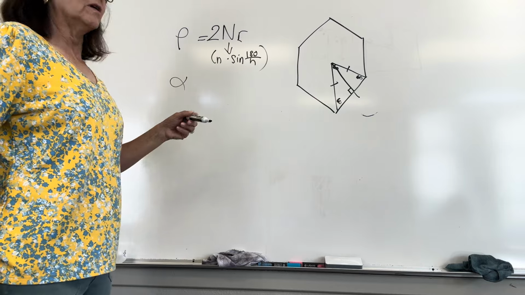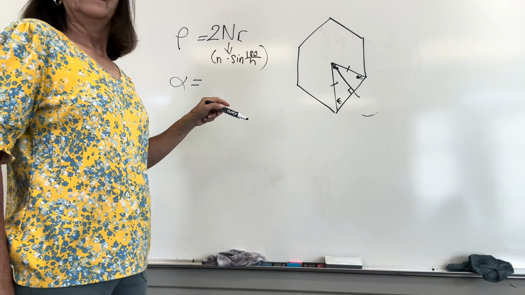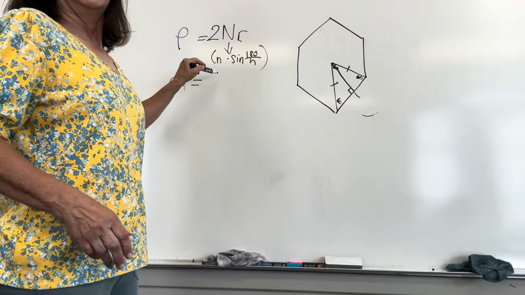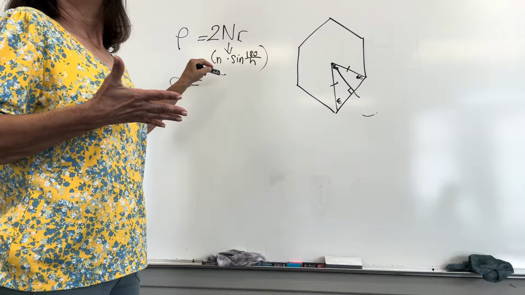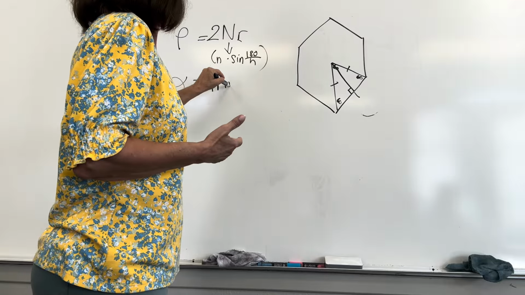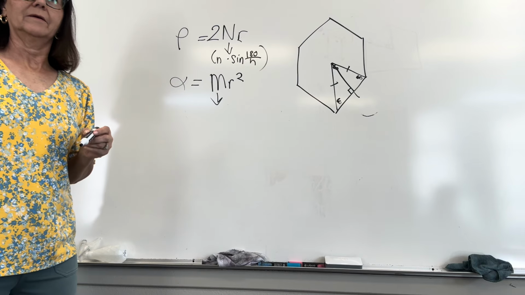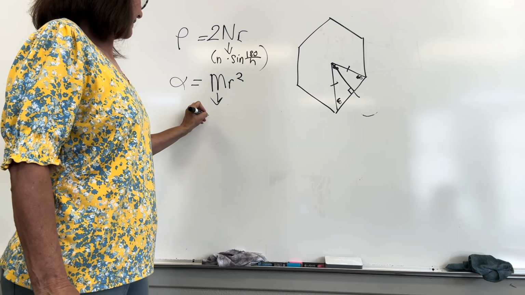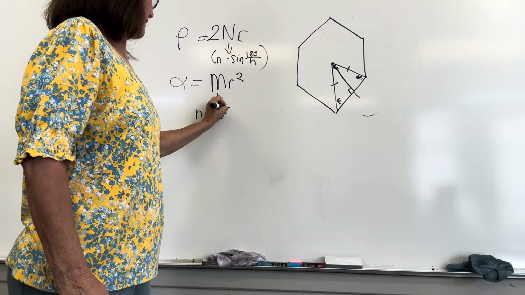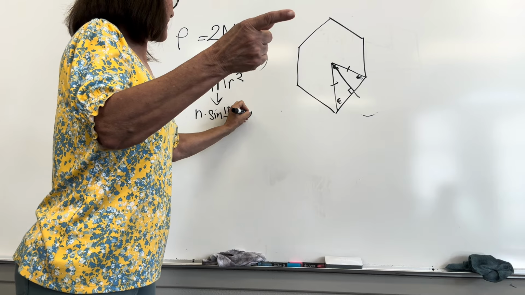What's the formula for the area? Do y'all remember? We call it N R squared. What does the N stand for? N times sine of 180 over N times cosine of 180 over N.